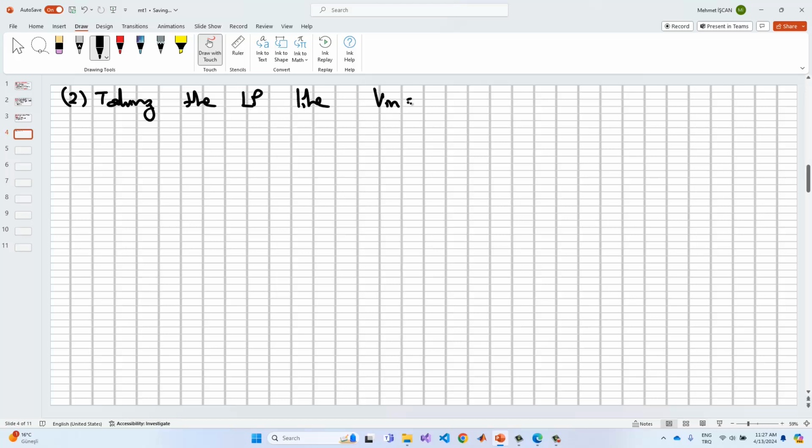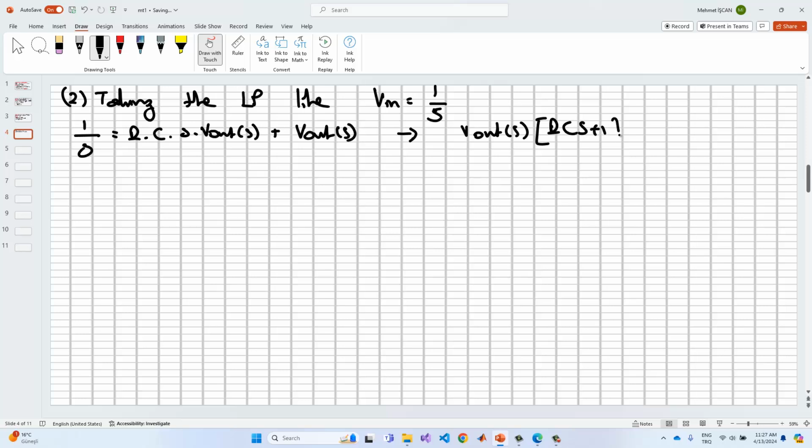Like V in is the unit step, which means that we have 1 divided by S in here, because we have the Laplace transformation of the unit step signal, 1 divided by S. Okay? And so we can write that 1 divided by S must be equal to the RC S V out S, because we have the differentiation operation in here. Or in another way, V out S times RCS plus 1 must be equal to 1 divided by S.